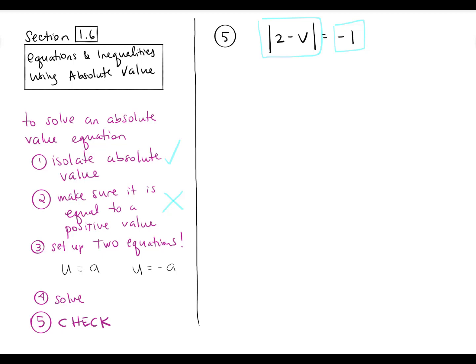So technically at this step, you could say, you know what? There's no way that the absolute value is equal to a negative 1. And you could say no solution, and then you could be done. You don't have to do any work.